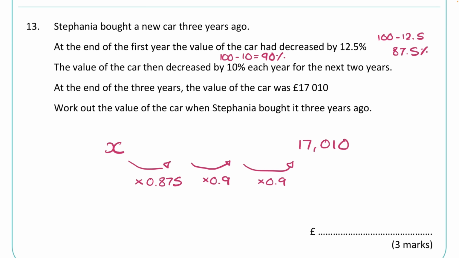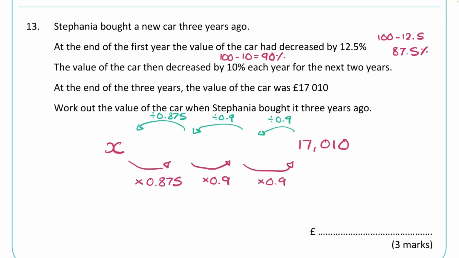Now all we need to do is work back in time. So instead of timesing by 0.9, we're going to divide by 0.9, and then divide by 0.9 again, and then divide by 0.875. Now the 0.9 part, that's done for 2 years, so you could divide by 0.9 squared. You don't have to, but it will do that one for you in one step.